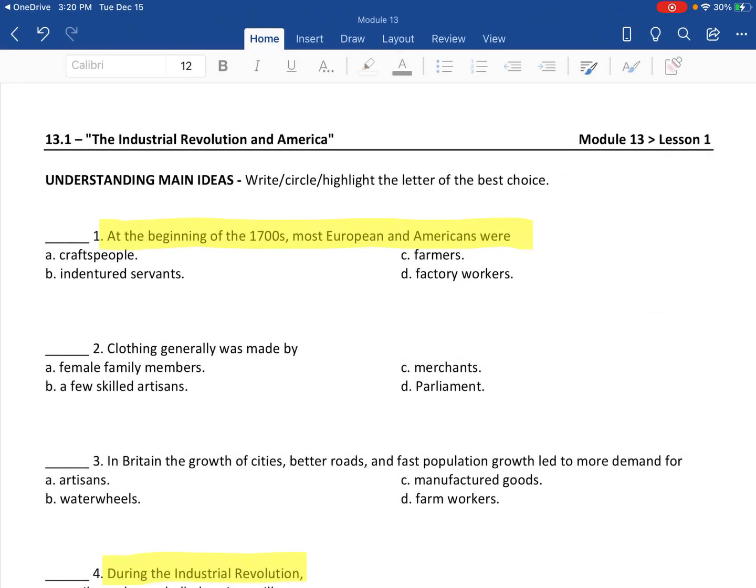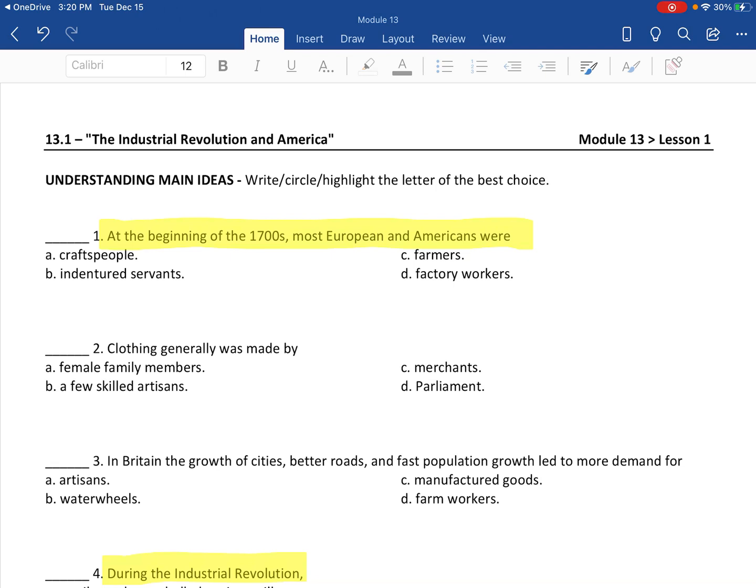All right, so the War of 1812 is over, and as you know, going into the war and during the war, we couldn't trade with other people, so we had to start making our own stuff. And that's why we are jumping to Module 13, the Industrial Revolution in America. I thought that those went together pretty well.